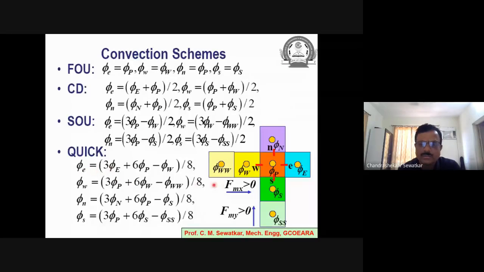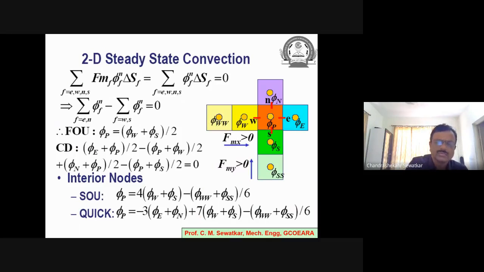So phi e, if it is a QUICK convection scheme, will be 3 phi E plus 6 phi P minus phi W divided by 8. So phi E, phi P, and phi W are used. If I'm doing it for the west face, phi P, phi W, and phi WW will be used. If I'm doing it for the north face, phi N, phi P, phi S will be used. If I'm trying to find out the value of variable on the south face, phi P, phi S, and phi SS will be used. So these are the equations which can be readily used.